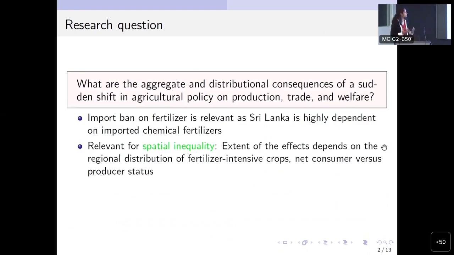So why is this relevant? The import ban on fertilizer in Sri Lanka is relevant as the country is highly dependent on imported chemical fertilizers, but there's almost no domestic supply of chemical fertilizer. This question is also very relevant for spatial inequality, as the extent of the effects depends on the regional distribution of fertilizer-intensive crops. Some regions have comparative advantage in growing certain types of crops, which differ in how much fertilizer they require. Therefore, a shock to fertilizer availability will translate into regional inequality depending on the comparative advantages of the regions in different types of fertilizer-intensive crops. That's the basic idea of why this ban can affect regional inequality.